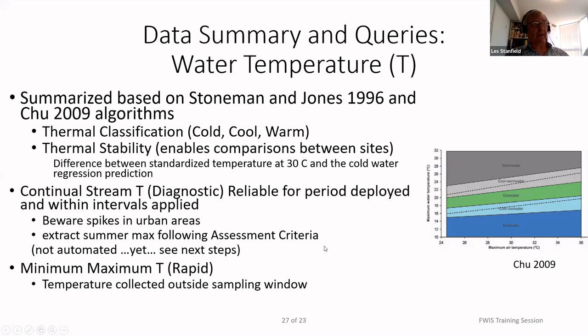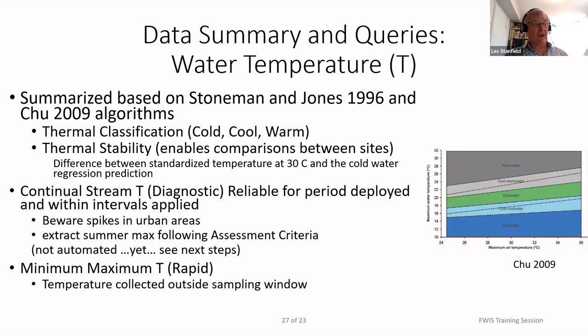We've also got data summary inquiries for water temperature. So we generate whether it's a cold, cool, or warm water classification. Basically, the Stoneman and Jones or the Chu diagnostics are run within FWIS now. So you get it all. You also get minimum and maximum temperatures, and you get standardized temperature. The standardized temperature we use in a lot of analysis to allow you to compare between sites.